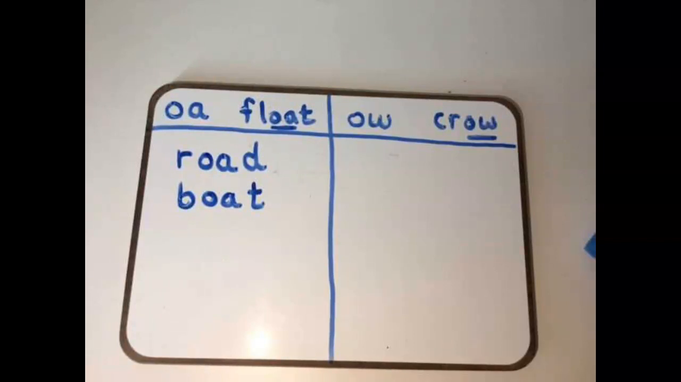All right. Okay, your next word then is toad. Some people mistake a toad for a frog. Toad. Pause the video and write toad.